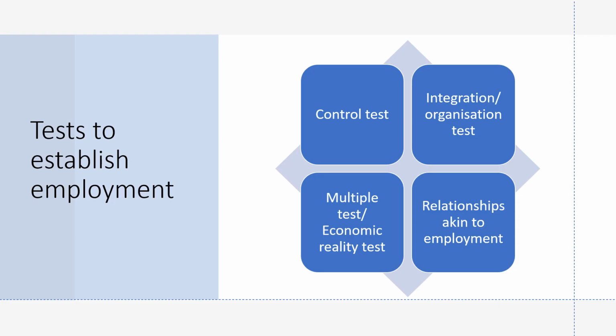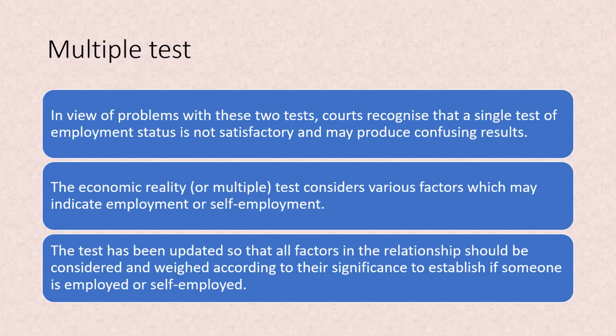More likely, you're going to use the multiple test or the relationship akin to employment test. So the multiple test is because the other two are problematic, the court recognises a single test is not satisfactory and may produce confusing results. So this test considers various factors which may indicate employment or self-employment. And the test has been updated so that all factors in a relationship need to be considered and weighed against their significance instead. So it's a toss-up between what factors make them look like an independent contractor, what make them look like an employee, and which is it they're more likely to be.